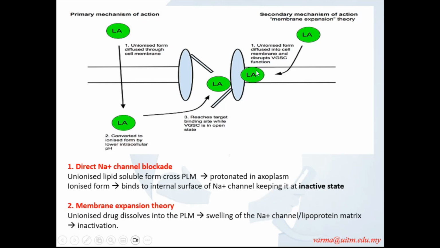They cause some conformational changes in this phospholipid membrane, which alter the conformation of the voltage gated sodium channel, which is also called the swelling of the sodium channel, and that causes the inactivation of the voltage gated sodium channel. So these are the two types of theory that exist regarding the LA mechanism of action.